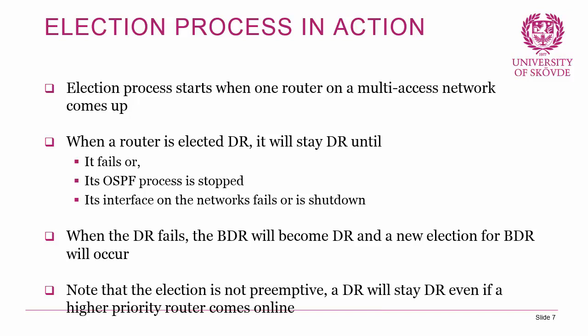Something to note here is that the election is not preemptive, so if you get elected designated router, you will stay designated router even if a higher priority router comes online. This can cause some interesting scenarios: if you boot the routers at the same time but they have vastly different boot times, the router that is first in line will be the designated router no matter what priorities you configure. One way to overcome this is to use the privileged exec command clear ip ospf process on one of the routers, which restarts the OSPF process and therefore forces a re-election. That's something to know about.